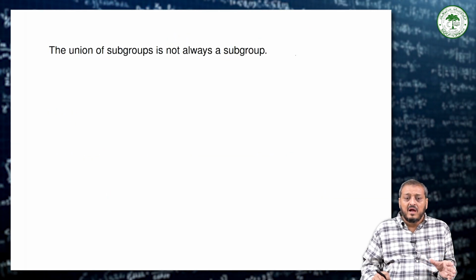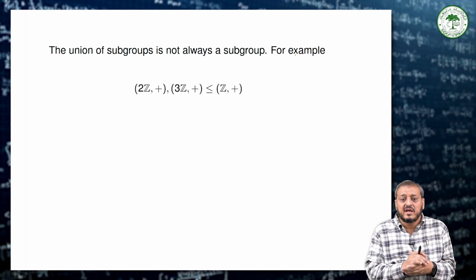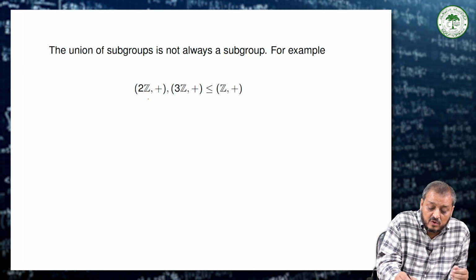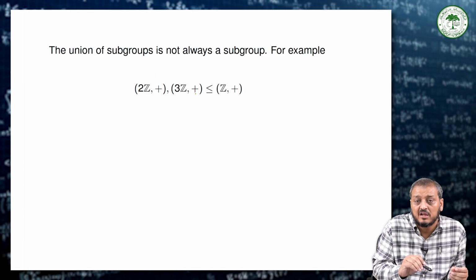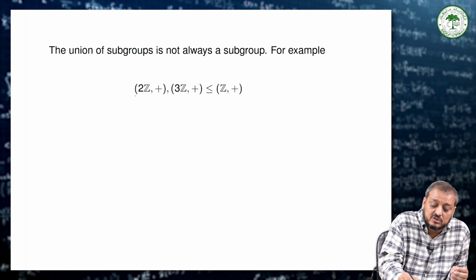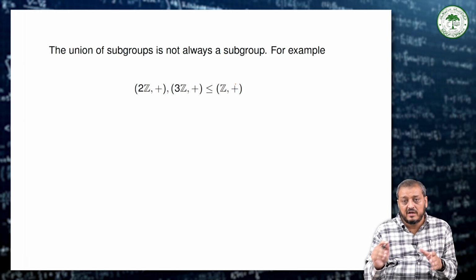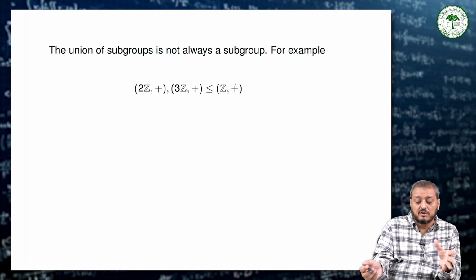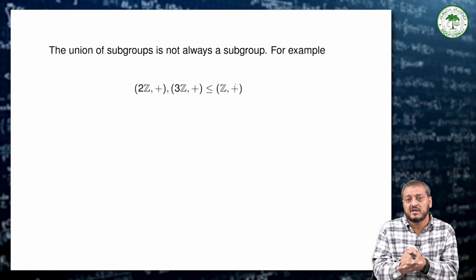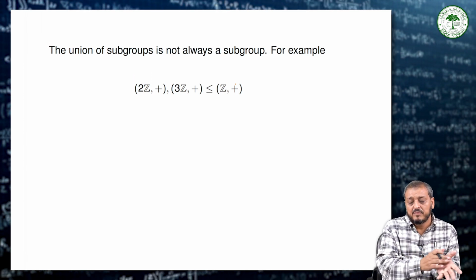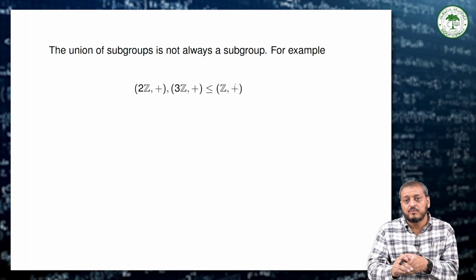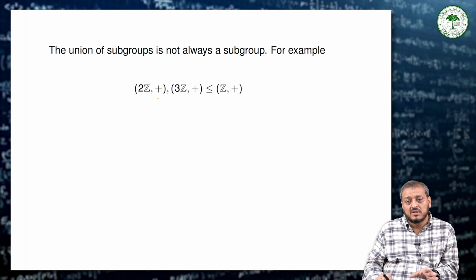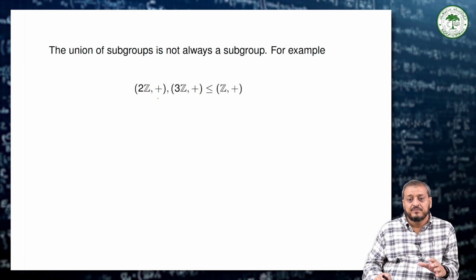For example, take 2Z under addition, which is a group, and 3Z under addition, which is also a group, and these two are subsets of Z under addition. So 2Z under addition is a subgroup of Z, and 3Z under addition is again a subgroup of Z. So clearly we are taking these two as subgroups of the group Z under addition.